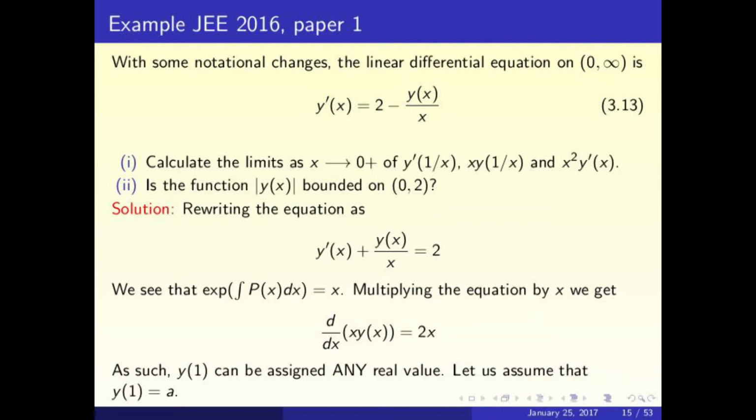And the left hand side becomes an exact derivative. It is the derivative of x into y of x. The right hand side is of course 2x. Now, no initial conditions are given, so let us take some convenient point on 0 to infinity. Take the point x equal to 1 just for simplicity, and let us assume that y of 1 is a, where a is some real number.